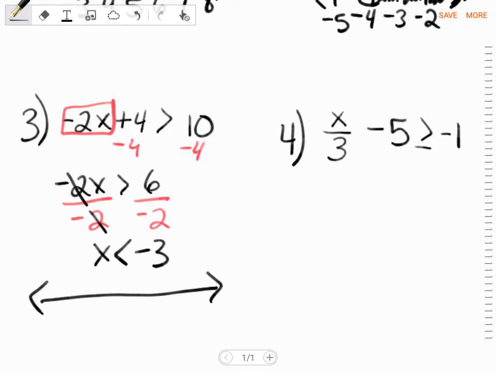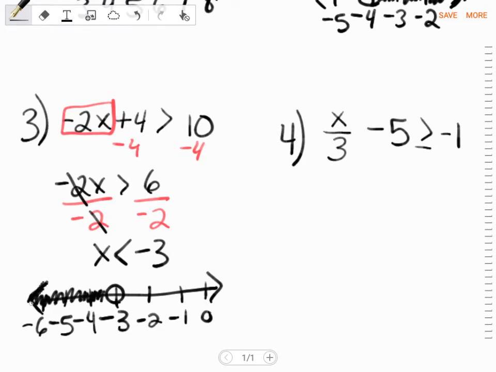And now we can graph it. I'll just put my negative 3 here, negative 2, negative 1, 0, negative 4, negative 5, and negative 6 go down here. We're talking about x is less than negative 3. So since it cannot be equal to, we're putting an open circle to show it cannot be that. And we're shading everything that is less than that negative 3.